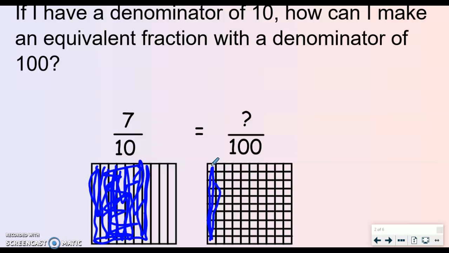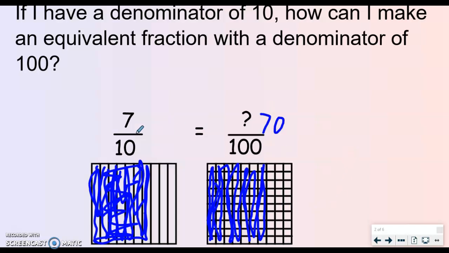So here I can skip count by 10. So 10, 20, 30, 40, 50, 60, and 70. If you count by tens instead of just singles like over here, you come up with 70. So 7/10 is equal to 70 100ths.